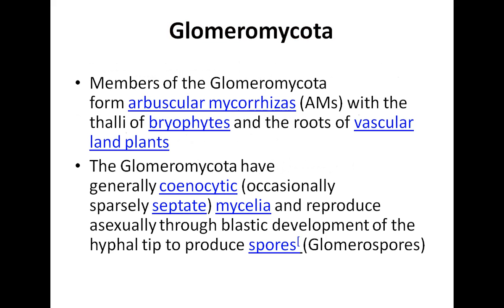Next is the Glomeromycota. Members of Glomeromycota form arbuscular mycorrhizae with the thalli of bryophytes and roots of vascular plants. Glomeromycota generally have cenocytic, sometimes septate mycelia. They reproduce through blastic development of hyphal tips to produce spores. This is the important character: they produce spores from their tips, and these spores are called glomerospores.